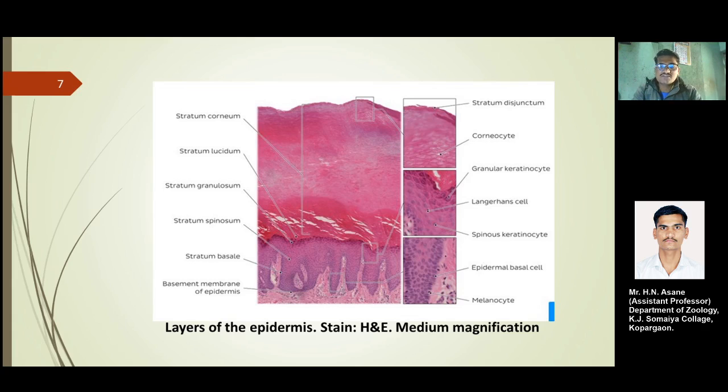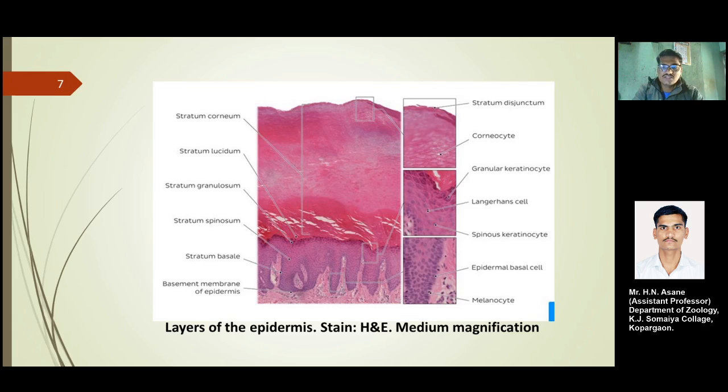Okay, you can see the second square that is going to zoom in for the stratum lucidum and stratum granulosum. As you can see, the Langerhans cells, that will be the cells of this particular layer. And you can see the granular keratinocytes, that will be the stratum granulosum cells.